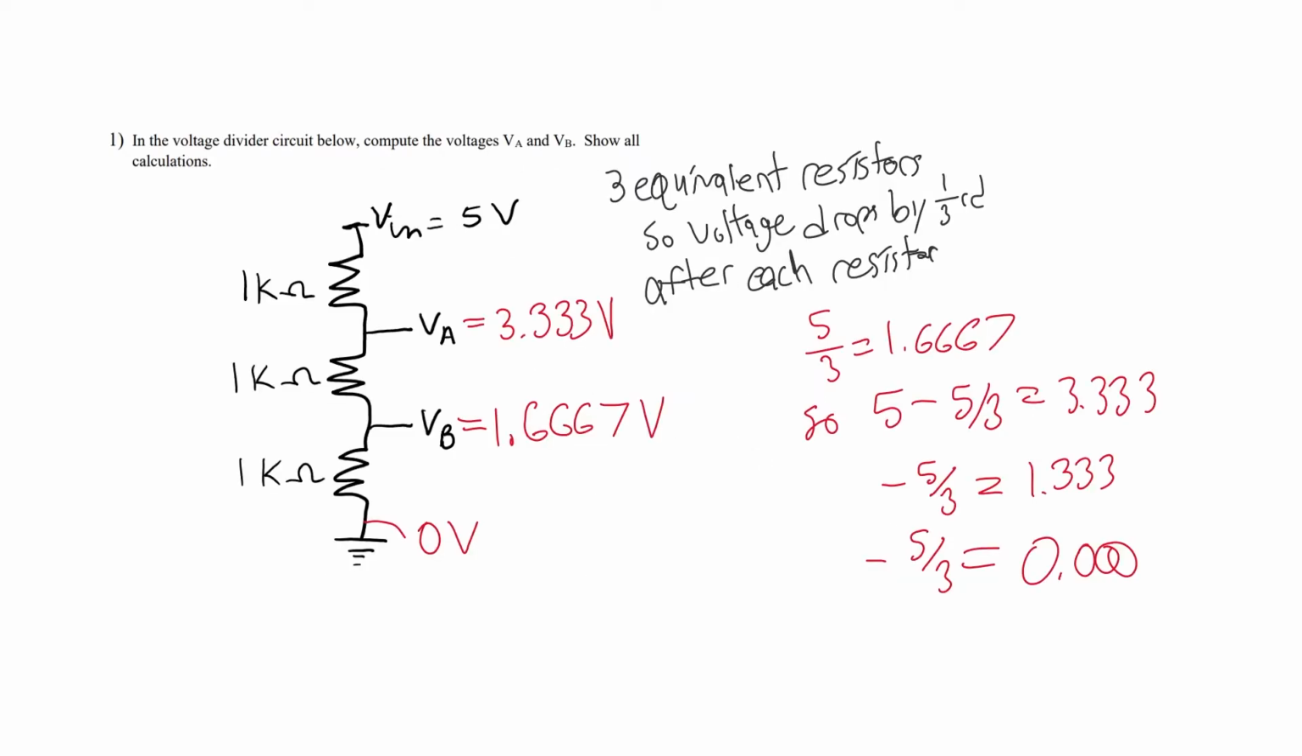This is pre-lab. For number 1, the resistances are all the same, so it's going to be an even drop across every resistor of 5 thirds, 1.66. So we got VA 3.33, VB 1.667, and then ground is 0.